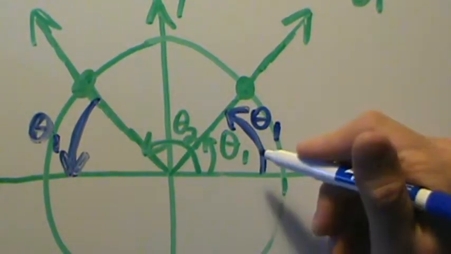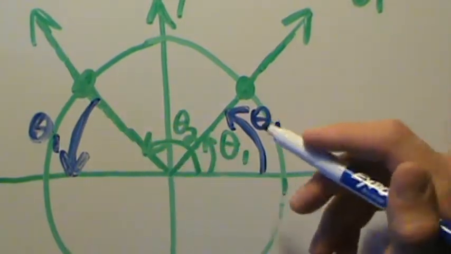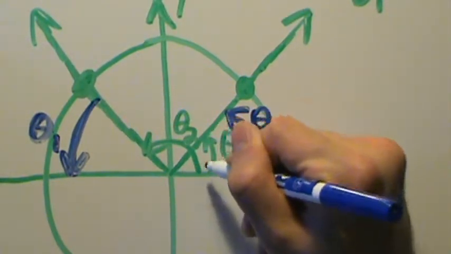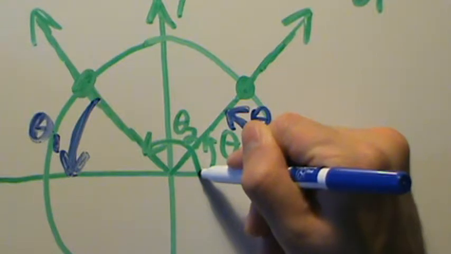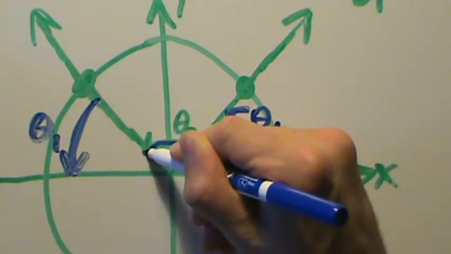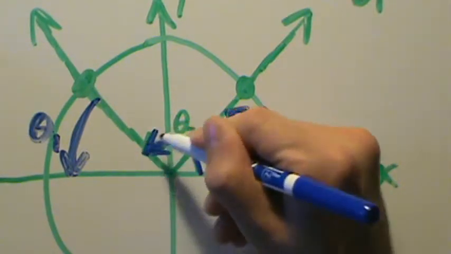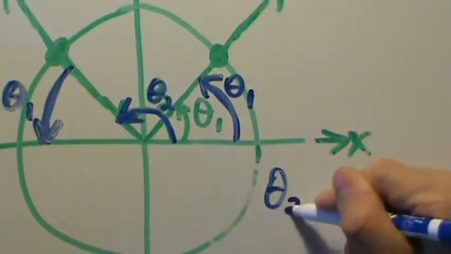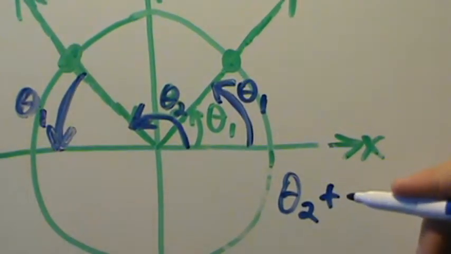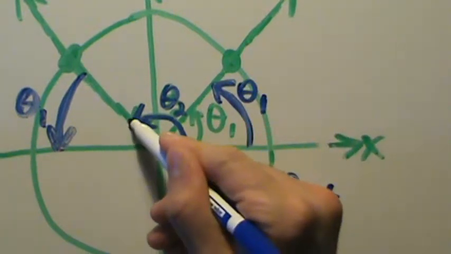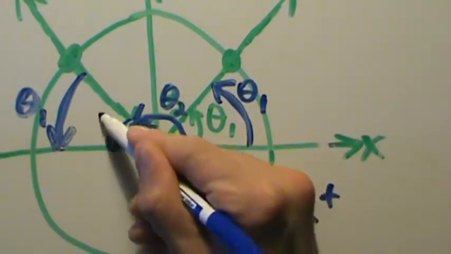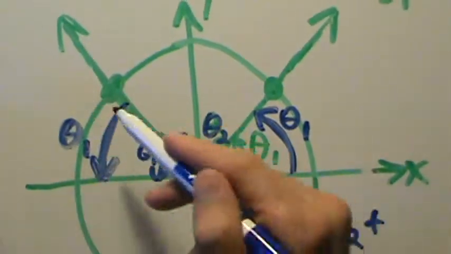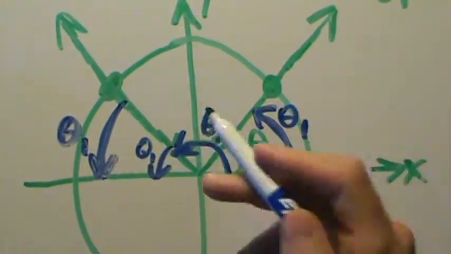Okay, so how does that help us knowing that this is theta 1? Well, notice, let's start here at this angle 0, and then go here, theta sub 2. If we go theta sub 2, that's going to bring us here. So theta sub 2 plus, now if we keep going, this angle right here, what's this angle? It's theta sub 1. It doesn't matter where we draw it, whether we draw it over here or over here, it's the same exact angle.